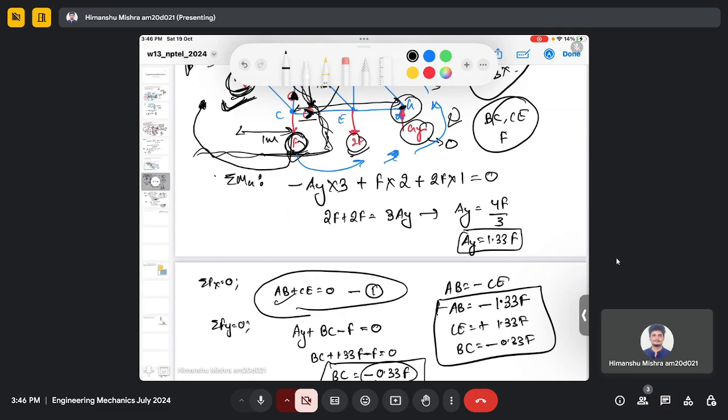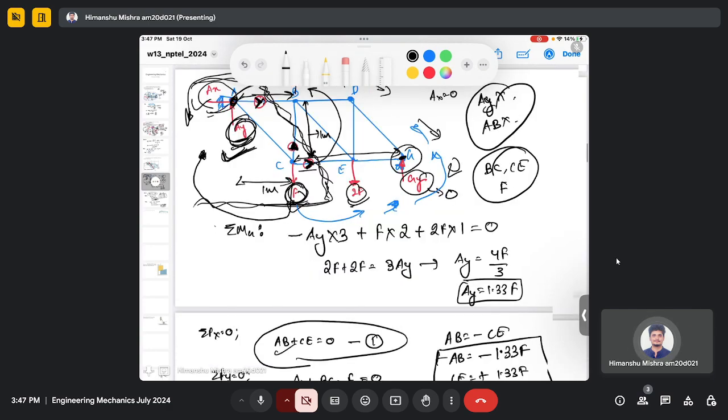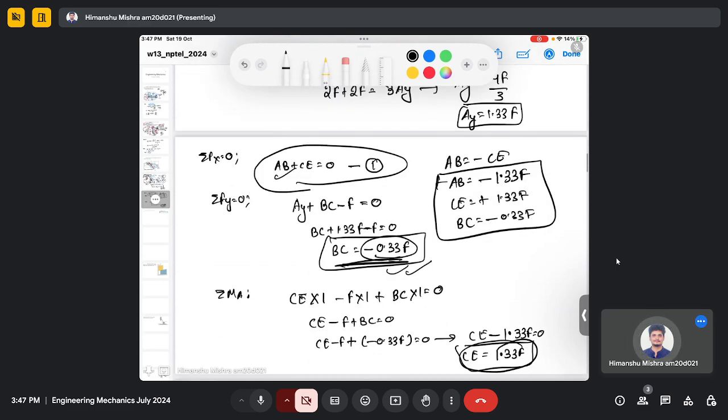Sir, these forces which are acting in the 3 members AB, BC, and CE. So we had assumed the direction to be acting away from the joint. This is purely based on the assumption. You can assume the toward joint as well, but then you will get the opposite sign when you solve the equation.